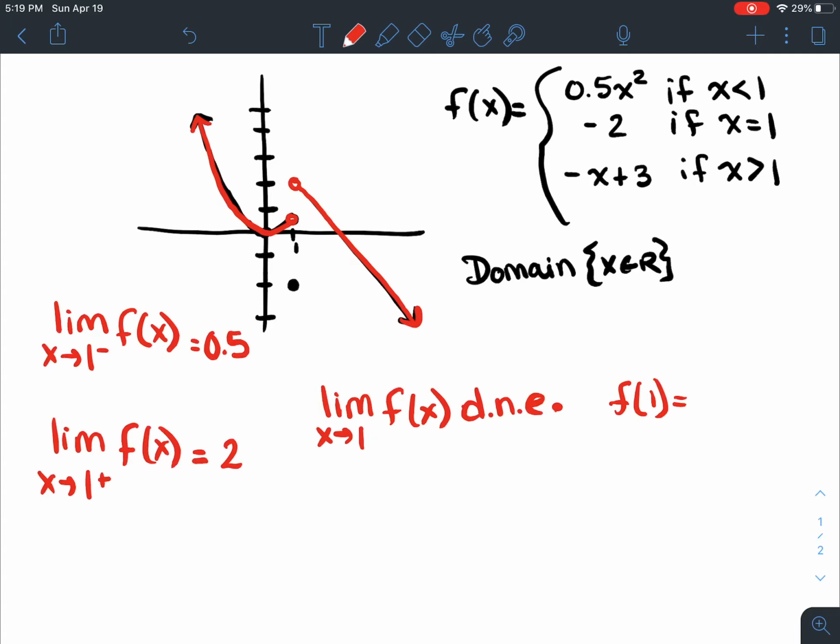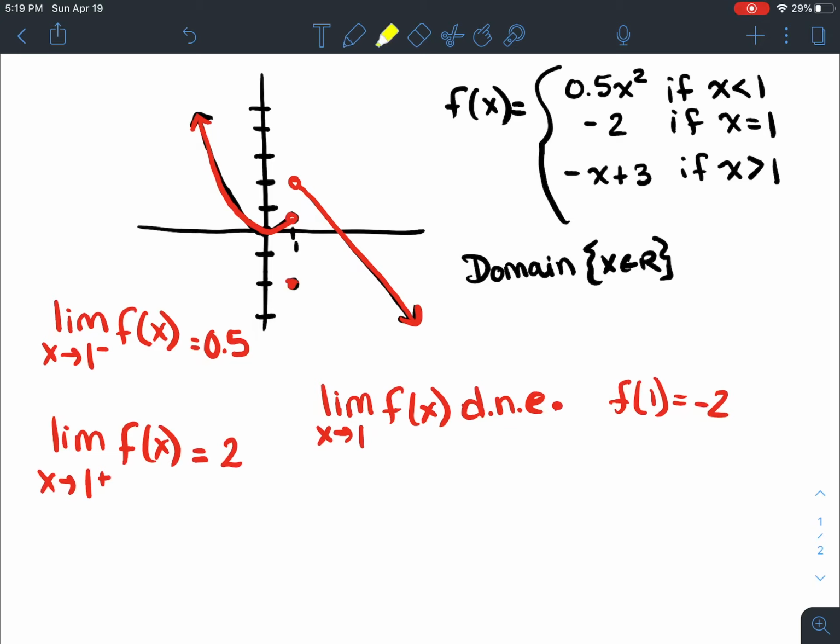Okay, so f of 1. If we look at when x equals 1 on our graph, we actually get a y value of -2.